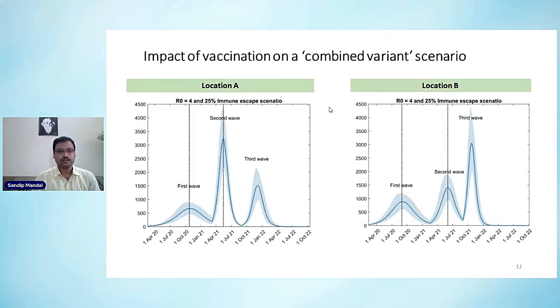So this is the scenario where we consider R0 equal to 4 as well as 25% immune escape. In the first case, when only immune escape was 25% in location A, there was no third wave. But here we have simultaneously immune escape capacity of 25% as well as R0 equal to 4. So we are seeing a bigger third wave, though it is lower than the second wave. But it is a much higher peak than what we have seen earlier. For location B, it is always higher than the second wave. Next, please.